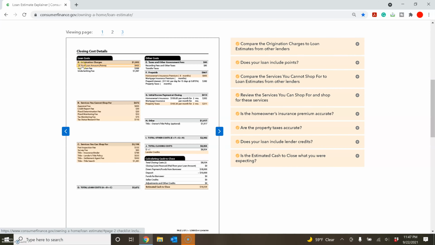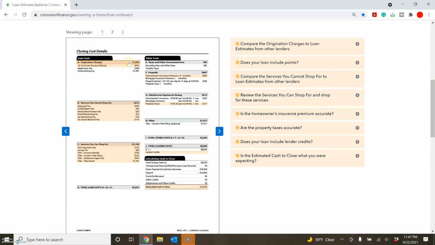So this is a breakdown of all of your different costs and fees, where they are. Origination charges, these are what it costs you basically to get your rate from the lender. This should be the only cost from the lender that you have if you're going through a broker. If you are going through a bank or credit union, you should have some other fees here. You'll probably have an underwriting fee. You could have an application fee, stuff like that.